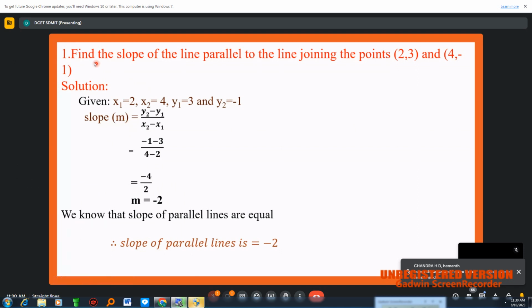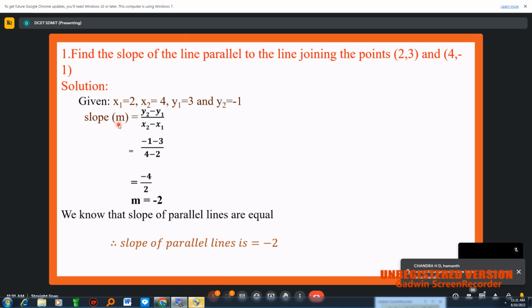So next question. Find the slope of the line parallel to the line joining the points (2, 3) and (4, -1). Now they have given us the points, and we need to find the slope of the line parallel to the line joining them. First we find the slope of the given line: x1 is 2, x2 is 4, y1 is 3, y2 is minus 1, because the points are given in the form x1, y1, x2 and y2.